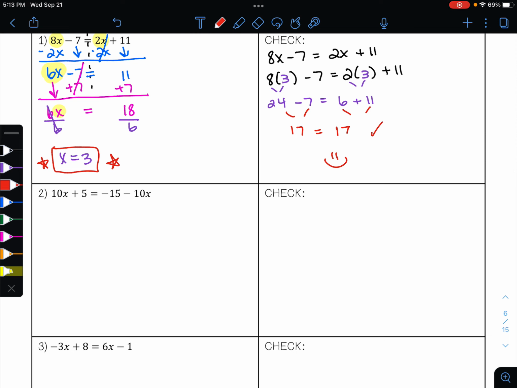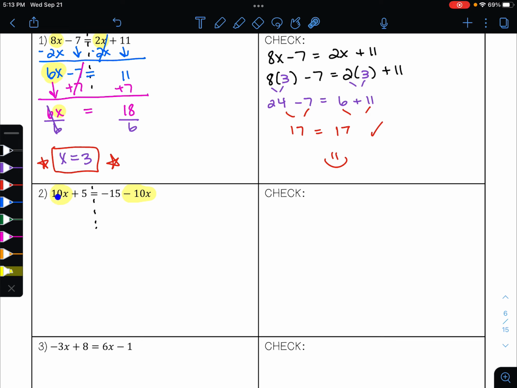On number 2, we have 10x plus 5 equals negative 15 minus 10x. You'll notice that I have x's on both sides of my equal sign, meaning that if I split this into two parts, I have a term with a variable on both sides. I want to get these terms on the same side.